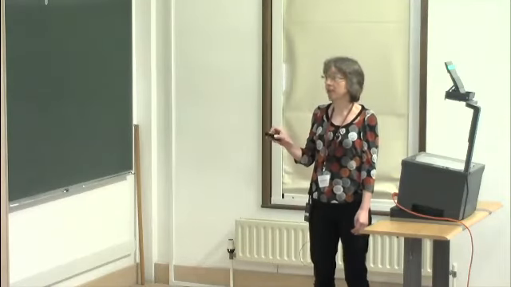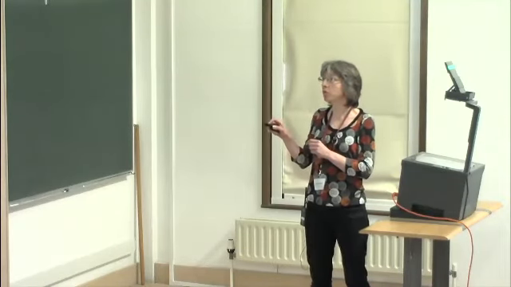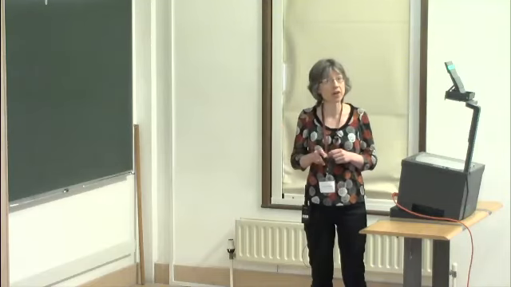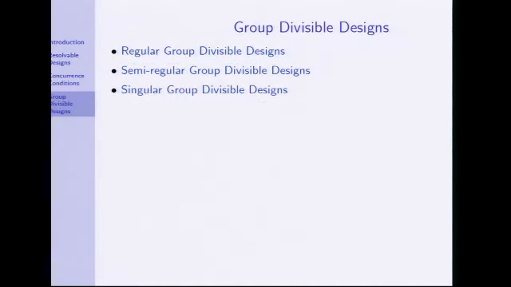Okay. Right, using that formula, the specific form for pi u is quite easy to find for different types of designs. Let's look at the group divisible designs. They can be broken into 3 sets. Regular group divisible designs, which can be further subdivided into those that have lambda 1 greater than lambda 2 and those that have lambda 1 less than lambda 2, semi-regular designs and singular designs.